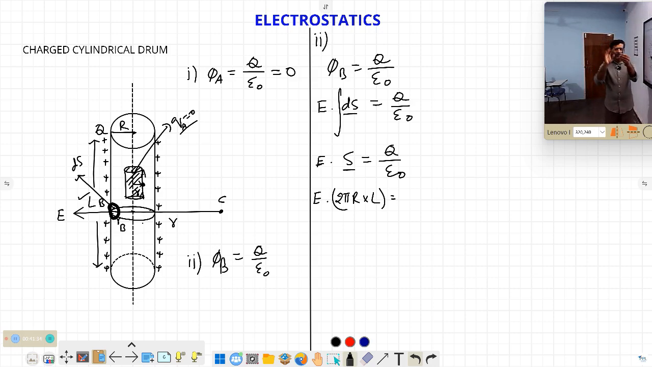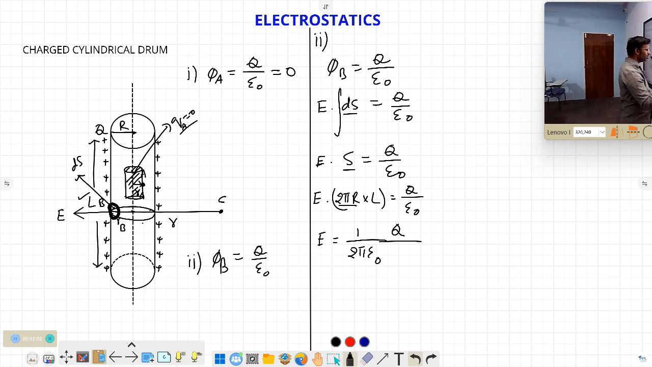So if you take the cylinder, what is the total surface area of this third part? You take a small cut-off piece that acts like a circle. The circle length is 2 pi r and the total length is L. So E into 2 pi R into L is equal to Q by epsilon naught. From this, E is equal to 1 by 2 pi epsilon naught into Q by R into L.